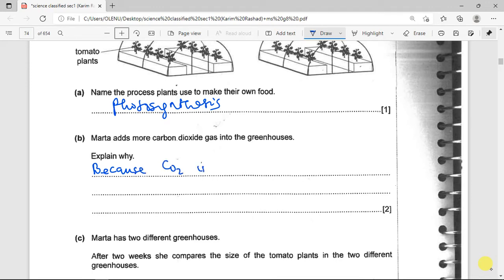Because carbon dioxide is needed for photosynthesis to make more food.